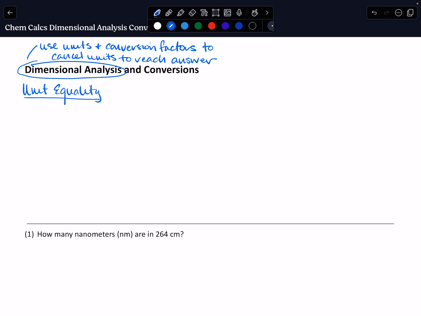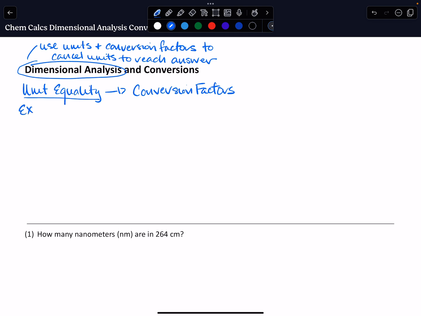equality. All right, some of these are known to you. Some of them are going to be in the metric system, and so they may be something that you're learning right now. But others you probably know already. But we can use those unit equalities to develop conversion factors.